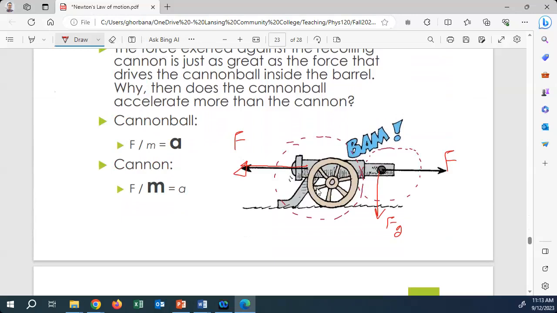So force of gravity, and what is the other force? Yes, normal force. Why? Because the cannonball is still inside the cannon, it is on the surface. See here? And then it exerted normal force. When it is out, I found this on the web, it's gonna be force of gravity and perfect, air resistance.